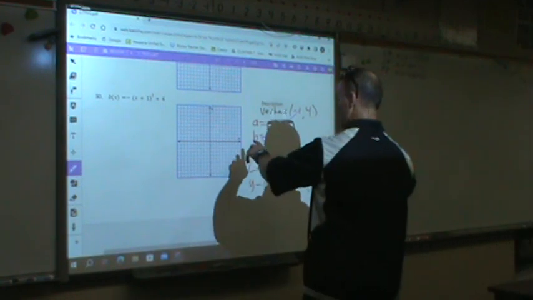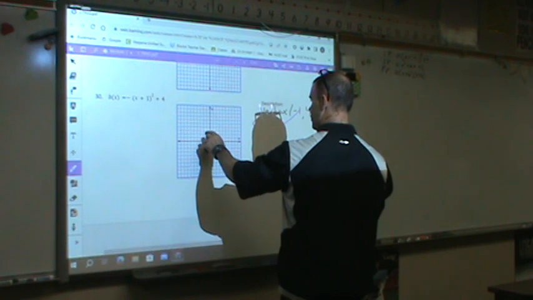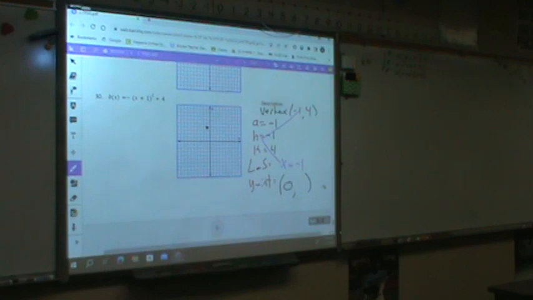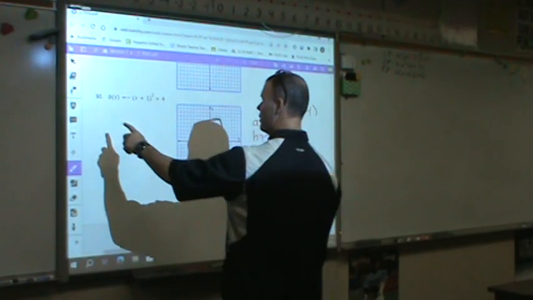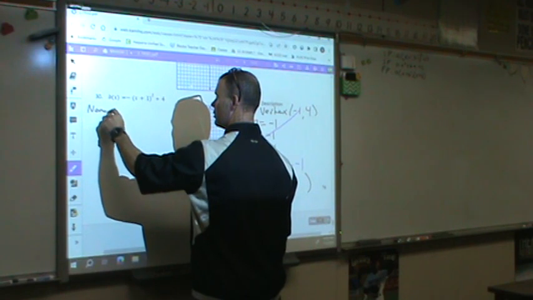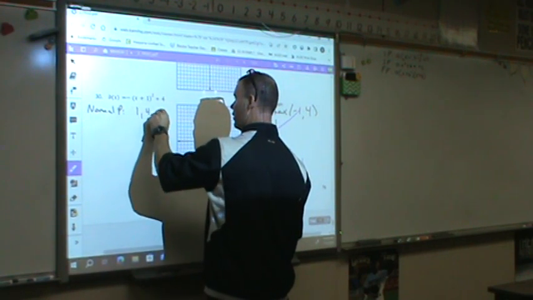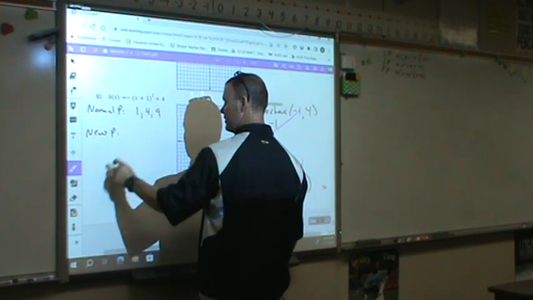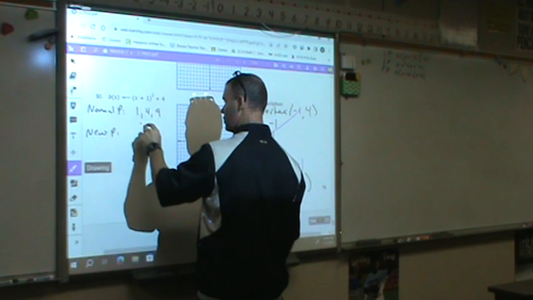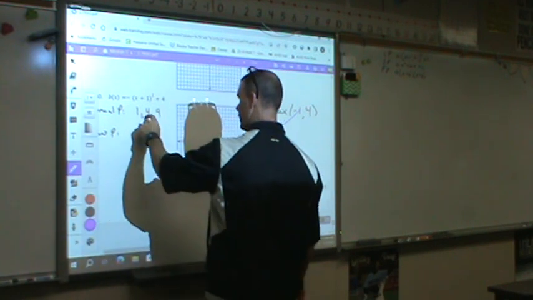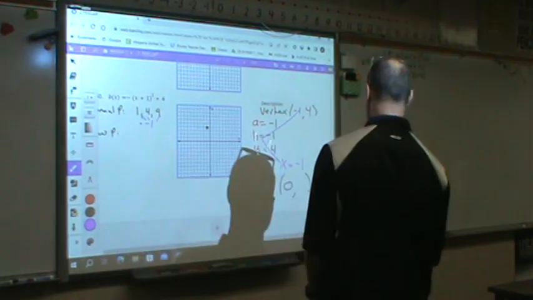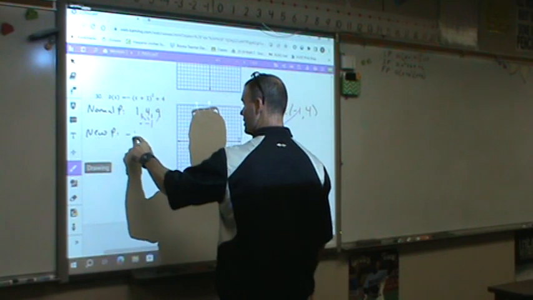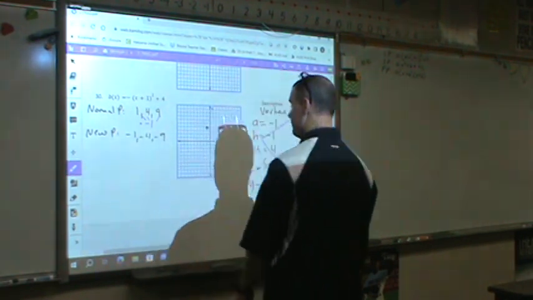So let's graph it. -1, +4. 1, 2, 3, 4. My normal pattern is 1, 4, 9. What's my new one? Well, what do I have to multiply everything by? I got to multiply everything by -1, right? Because that's my a value. That's how we establish the pattern, the stretch or shrink. So what's my new pattern? My new pattern is -1, -4, -9.